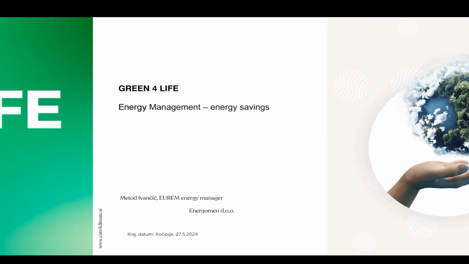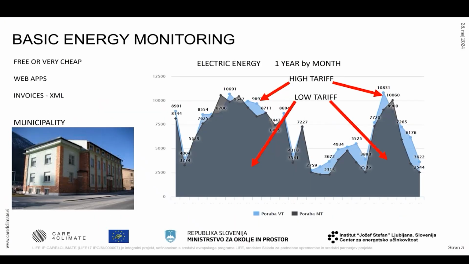We will first start with some very basic stuff. Very basic, just look at the invoices. You should never underestimate it, because this is one municipality in the north of Slovenia. We have electricity, high tariff, low tariff. This is every month. So basically, we imported the data just like that. If you solve the graph, you can see the high tariff and low tariff is basically the same.